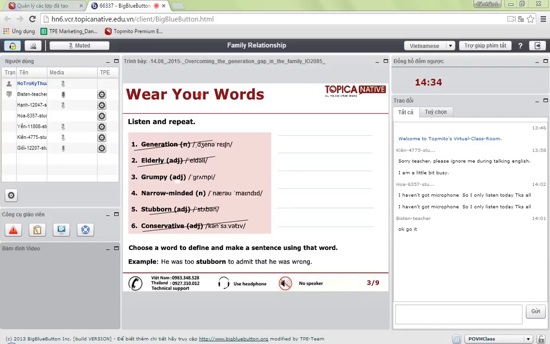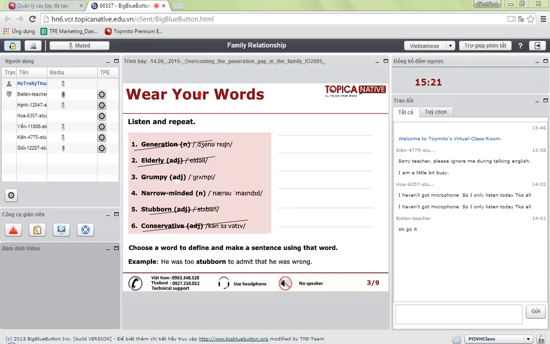And which one? We have generation, grumpy, and narrow-minded. Which one can you describe for us first? I choose generation. Generation means people in a family, group, or country born at the same time. I think that's okay. That's a generation, as they're all from the same time. Yes, I can take this one.